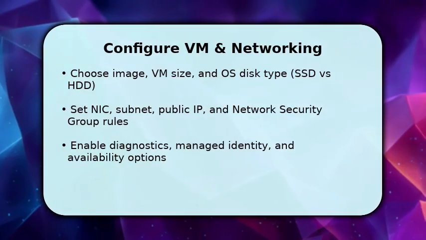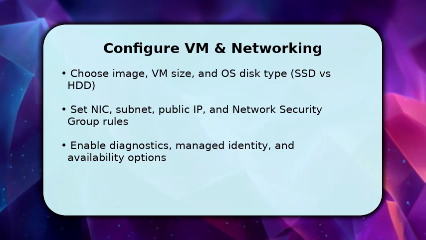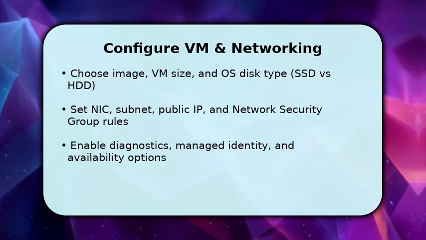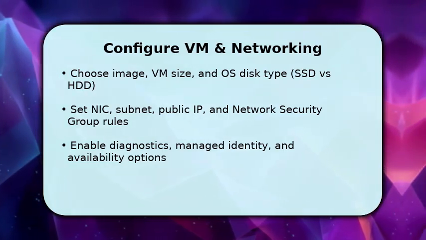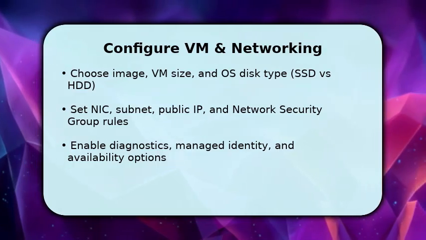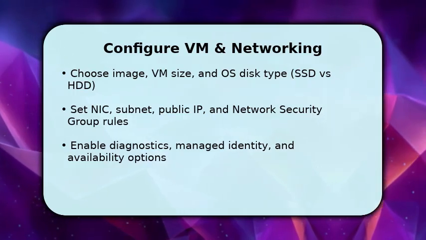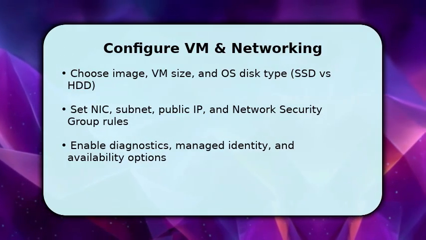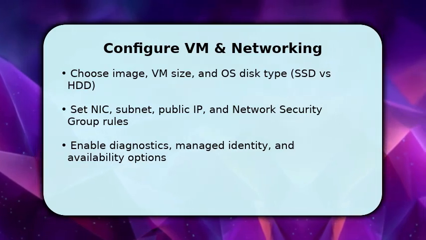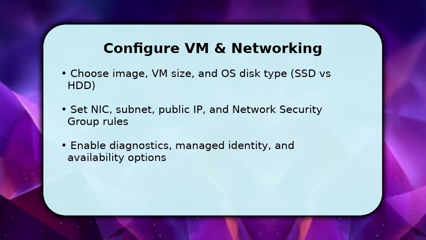Now you configure the VM and networking details. You pick an image and VM size, choose SSD for better I/O if performance matters. Next, create or attach a virtual network and subnet, then add a public IP if you need remote access. Configure the network security group to allow only required ports. This protects the instance. Enable boot diagnostics and consider a managed identity for secure credential use.